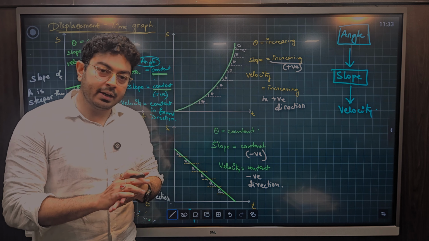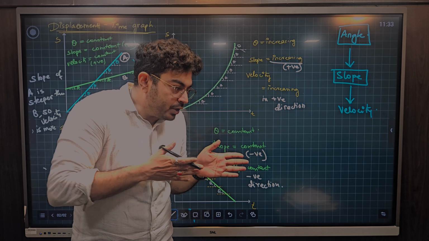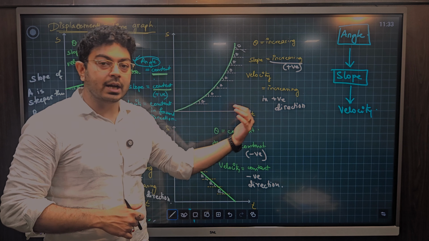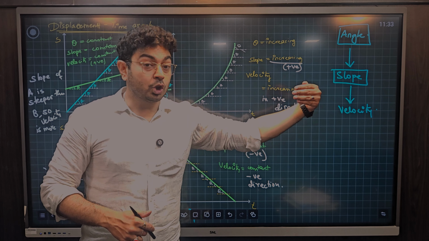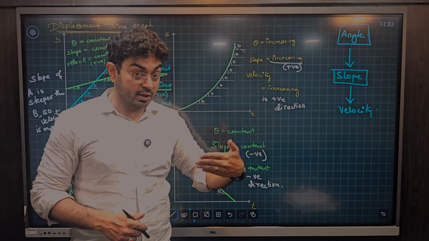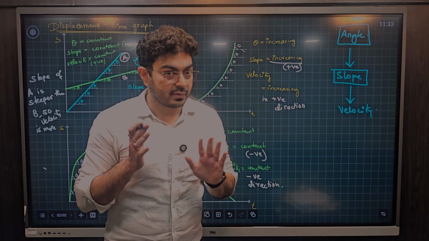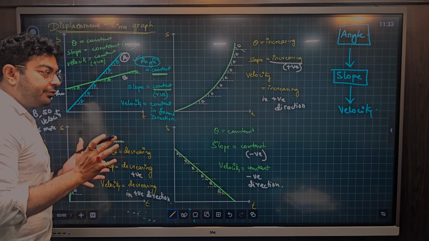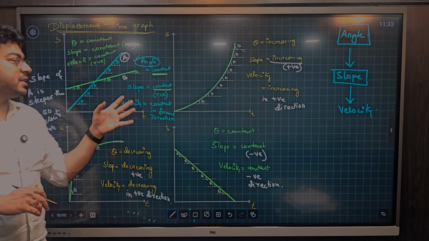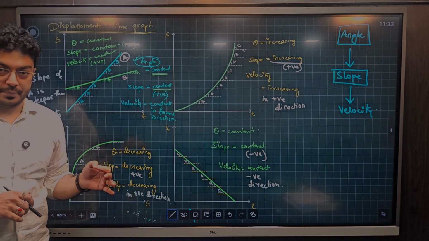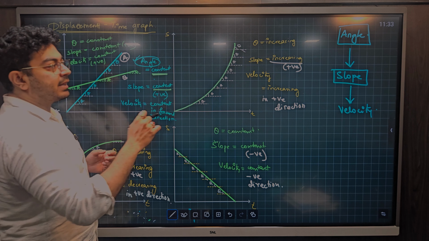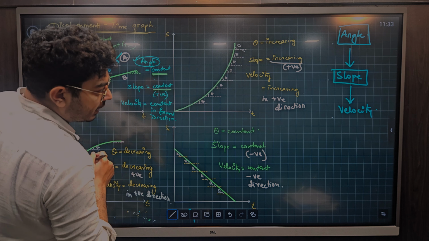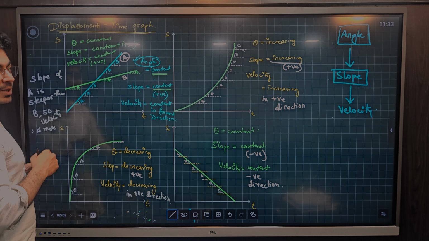That means think of a car which was moving forward in positive direction, but here in this case the car is moving with a constant velocity in the negative direction. Is it clear? It is of the opposite direction. So this is what the graph looks like. Understanding the displacement time graph is very easy if we go by this method: angle, slope, velocity. This is how we are going to do displacement time graph.